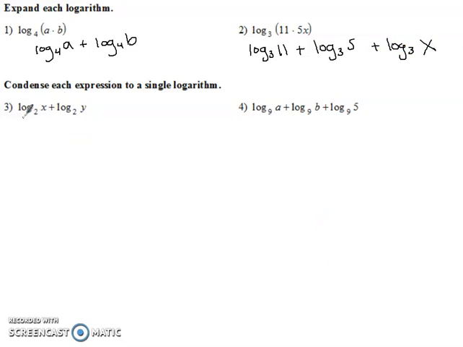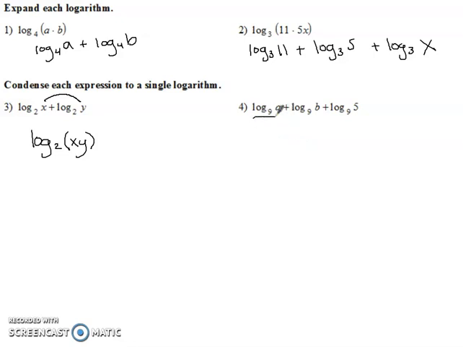To condense, I make sure that we have the same base, and the addition in the middle just means that we can put this back into multiplication. So log base 2 of, and then I multiply my x and my y as the two factors inside my log. So all we did is we reversed the process that we used in numbers 1 and 2.